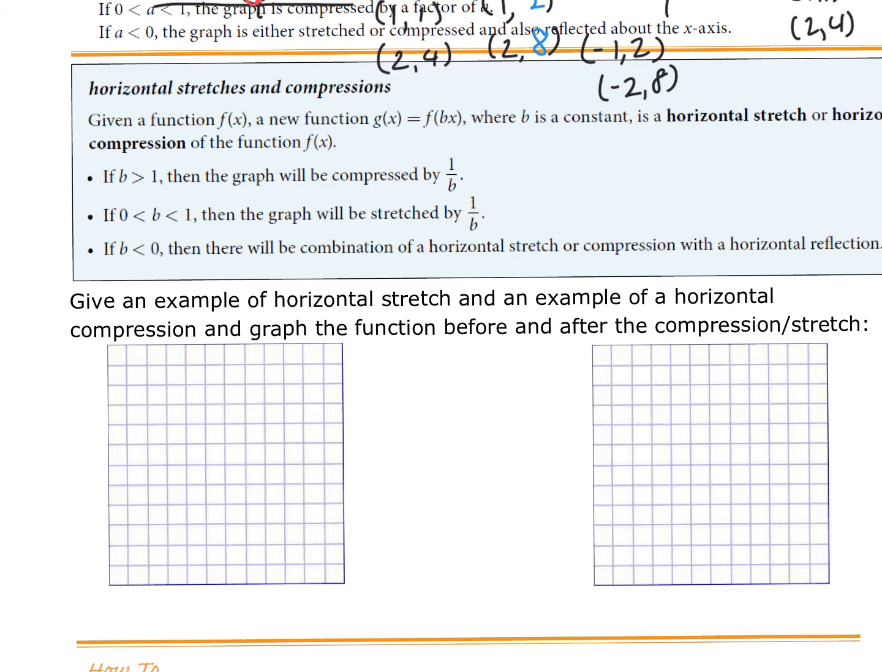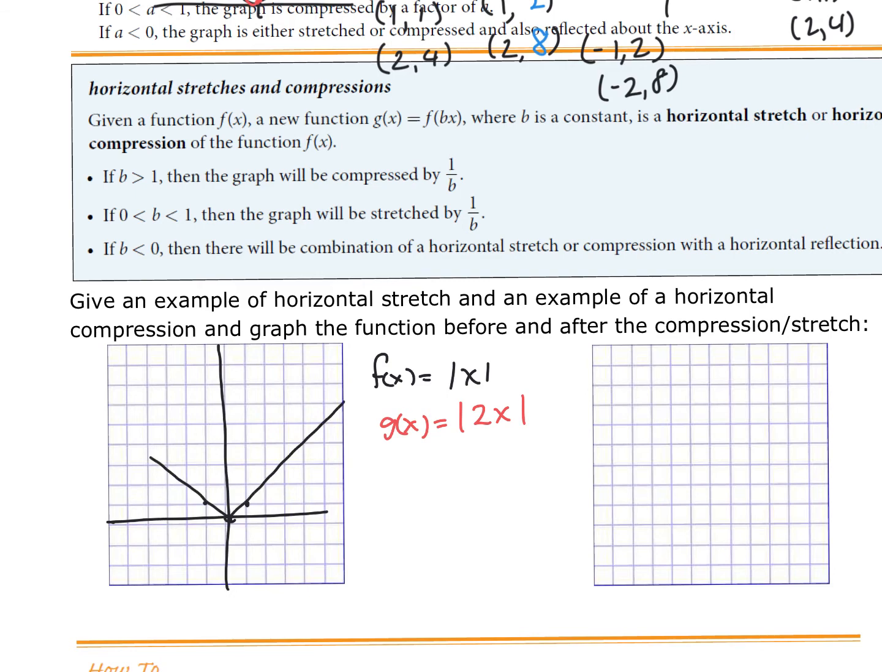Okay, so let's do the parent function, and we'll do an absolute value. So this is the absolute value. I made this shape. The absolute value of x. So then g of x, I'm going to have this as 2x. So I'm going to draw my absolute value. And I go through 1, 1, 0, 0, negative 1, negative 1. I have 2, 2. And so here is my original function.